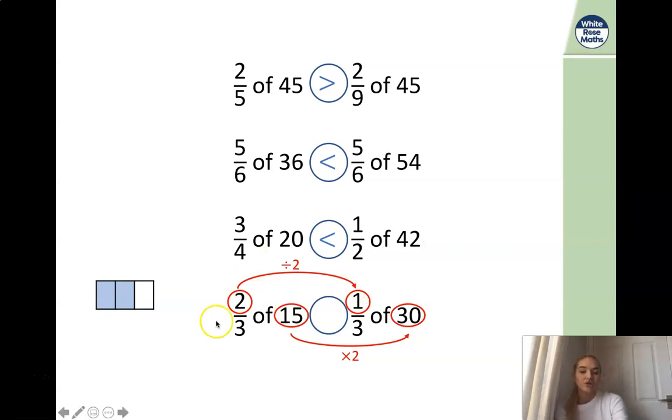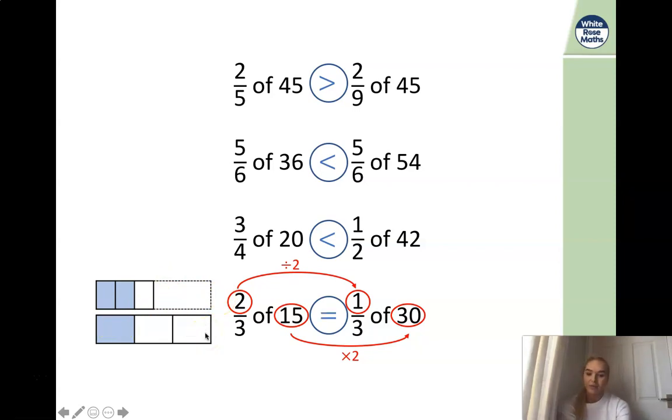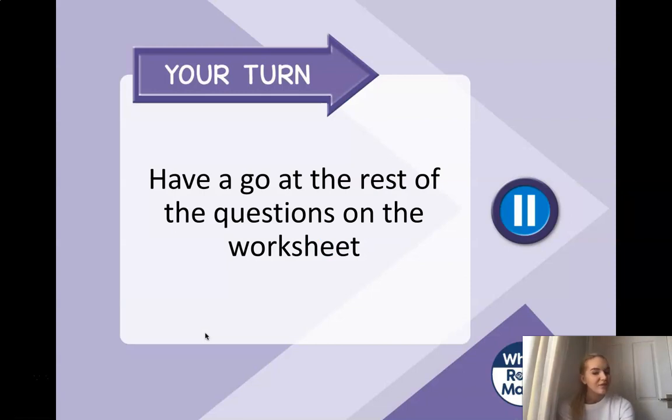So I can see that I've got 2/3 represented on my bar model here. If I wanted to look at 2/3 of 30, I would have to double that compared to 1/3 of 30, which actually means they are equal. So well done if you got those right. Can you have a go at the rest of the questions on the worksheet, please?